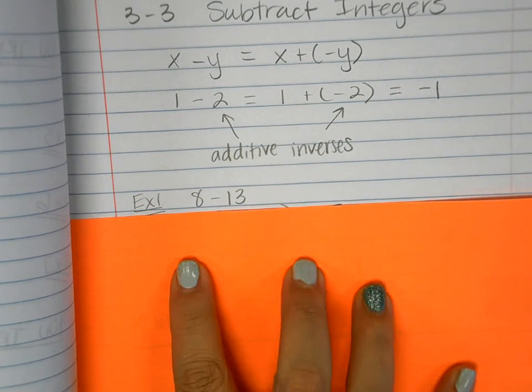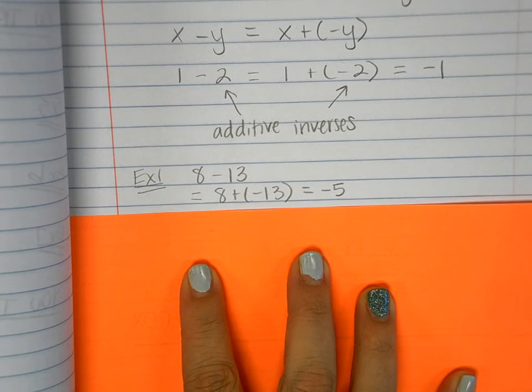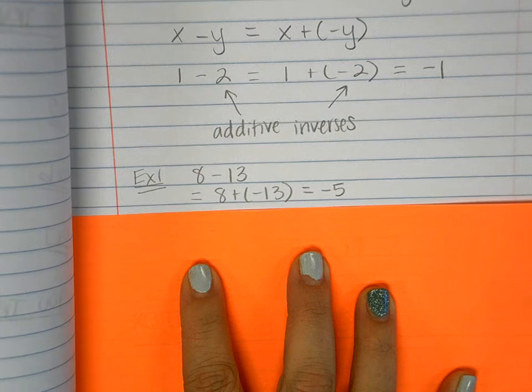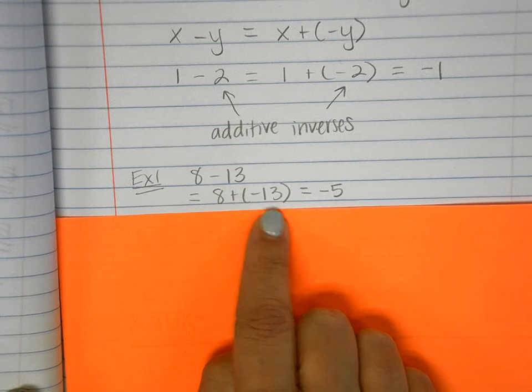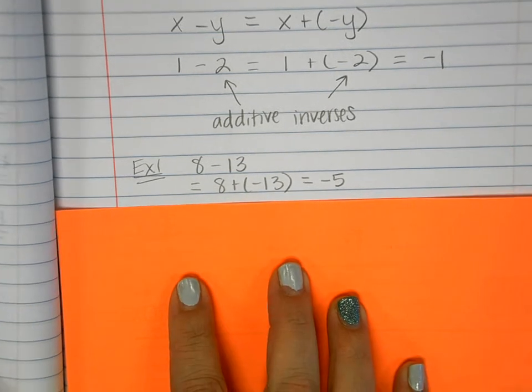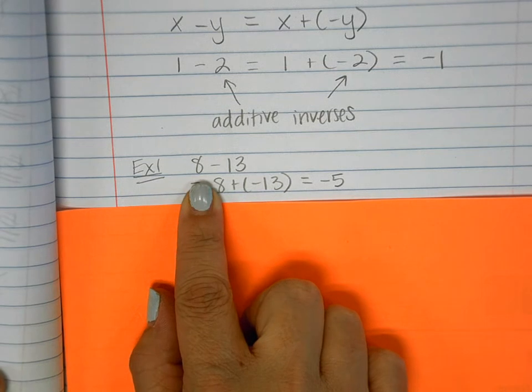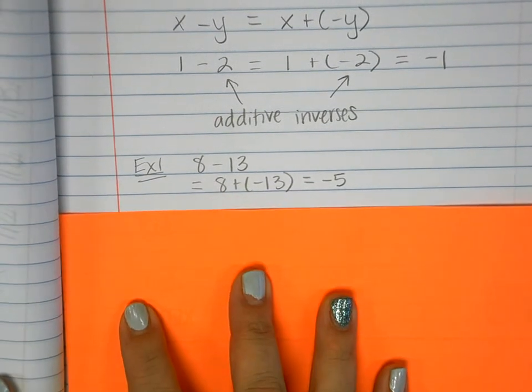So here's an example. 8 minus 13. We could rewrite this as 8 plus a negative 13. Or you could leave it alone. I'm just showing you how it looks. Basically, you're adding negative 13 to 8, which is negative 5. So you don't have to rewrite all of your work like this. I'm just showing you what this means. On the number line, you would start at 8 and go backwards 13 spaces, until you got to negative 5.